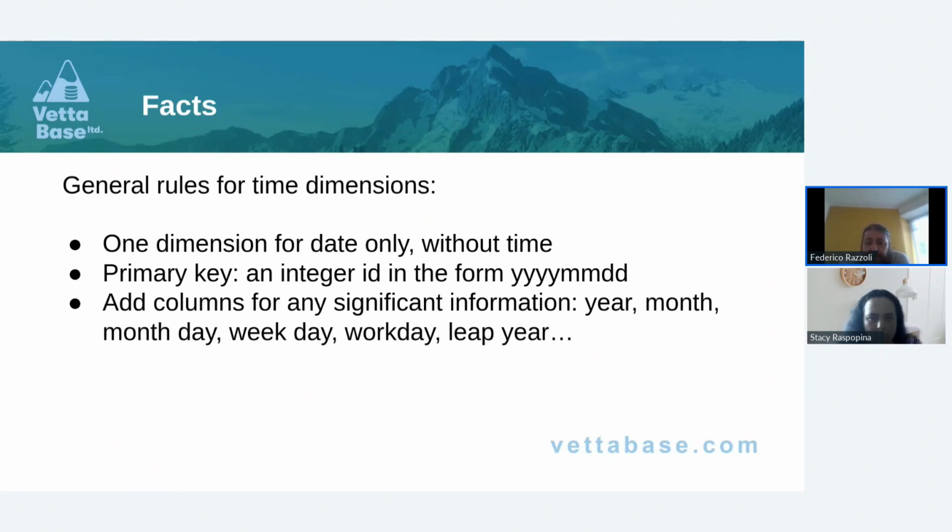And then you add columns for any information that might be significant for us, like year, month, day of the month, day of the week. If it was a work day in our country, we might have this information for multiple countries if it is important for us. If it was a leap year, but we might have many more pieces of information. For example, if our business is closed the first Friday of every month, we might have one column which indicates if that day is the first Friday of the month. So again, I can't give you a structure for a universal date table, because it's really bound to the business logic.